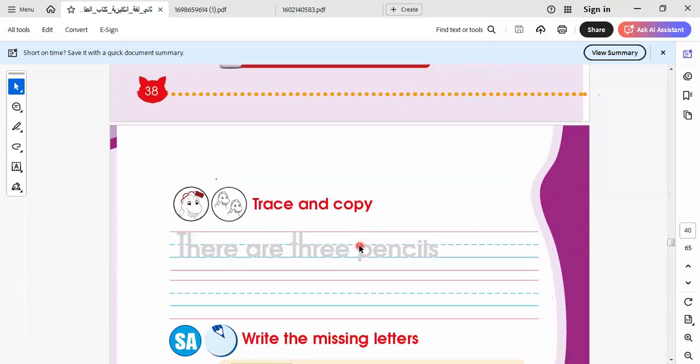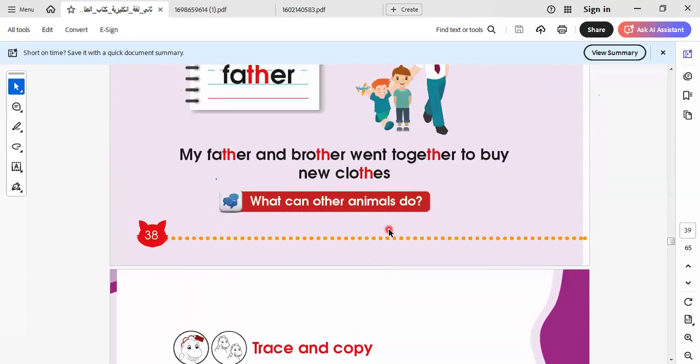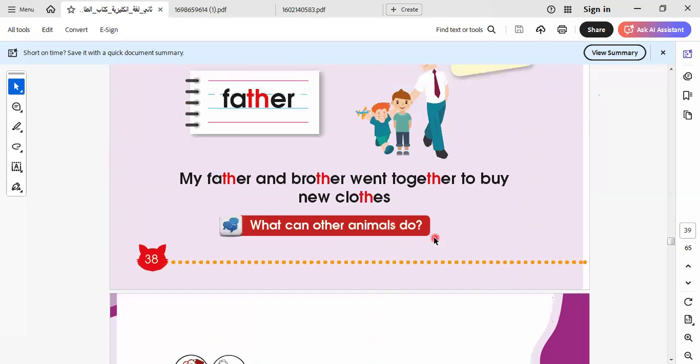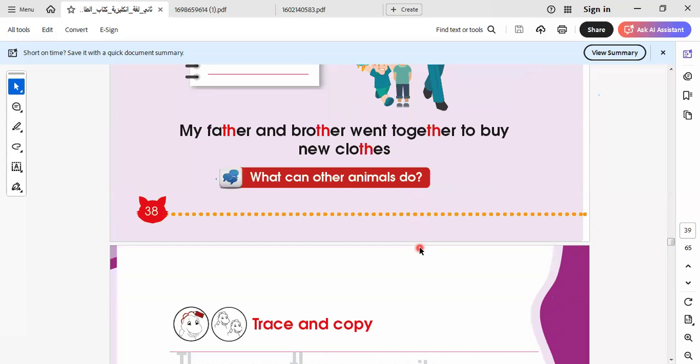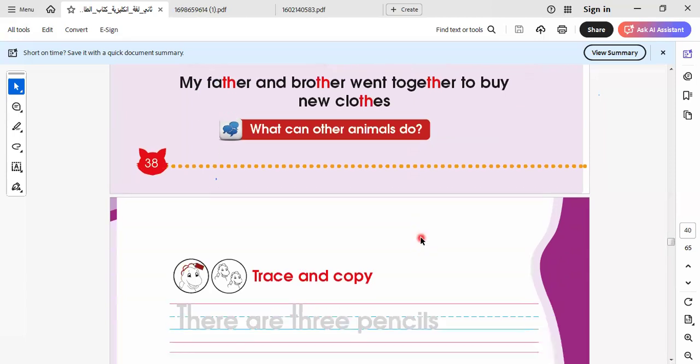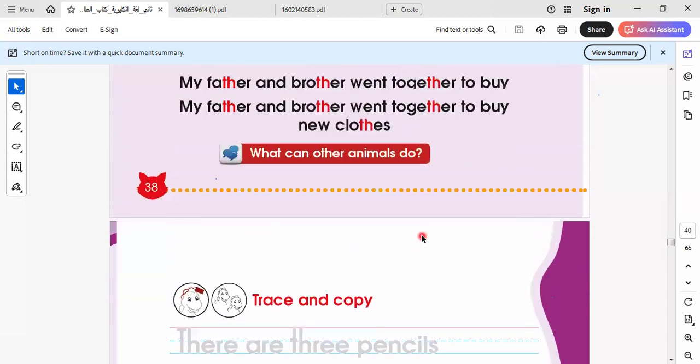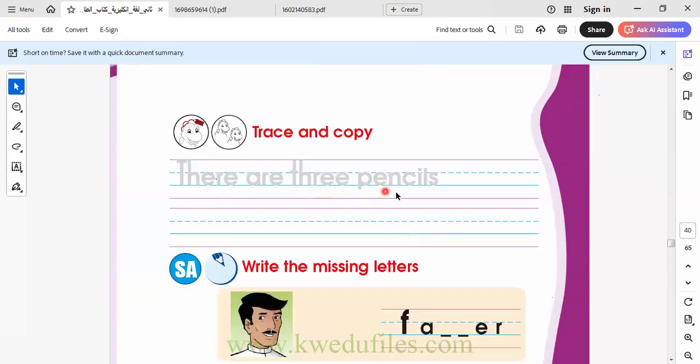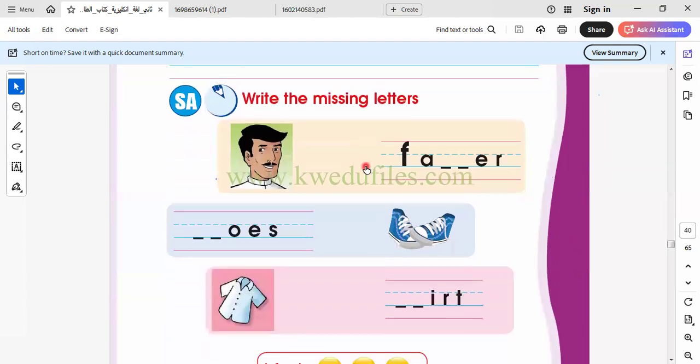What can other animals do? We have the camels that can live in the desert without water. The polar bear can live in snow areas. We have here also sheep eat grass. All these animals can do these things. Here we have, there are 3 pencils. This is the handwriting that we write.